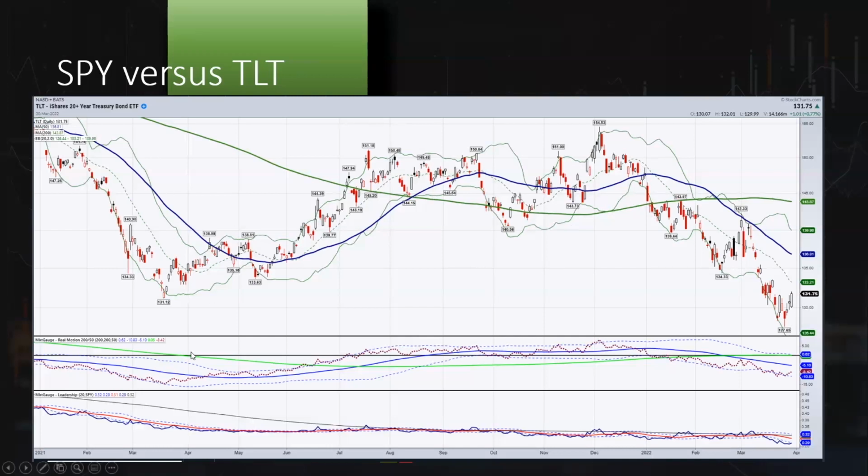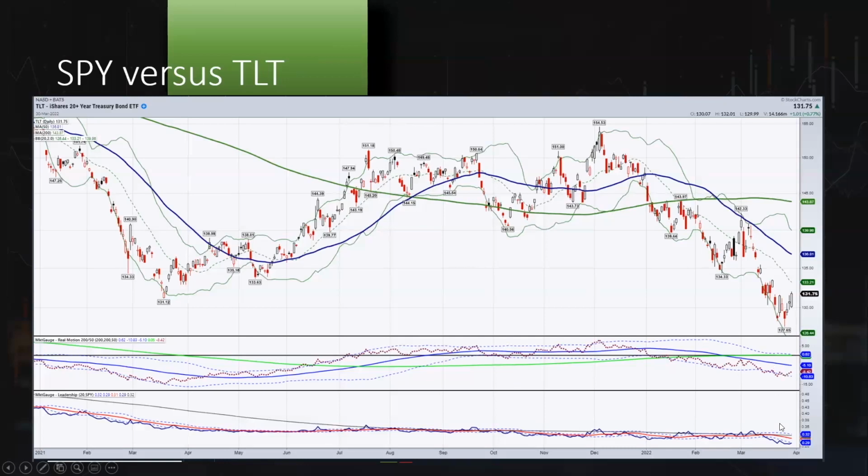So when I talk about the real motion indicators, this is just looking strictly at the TLTs, which had a mean reversion trade, by the way. If you're sort of a DeMark mean reversion trader, it signaled you here that it was time to maybe buy the TLTs or at least cover any shorts, because then the next day it went through. I don't trade these, I just use these for information.